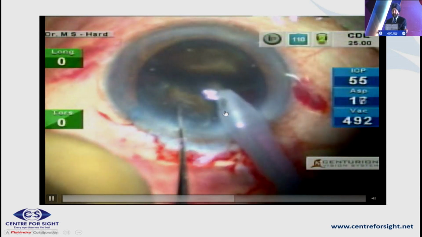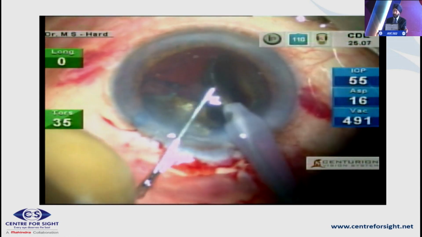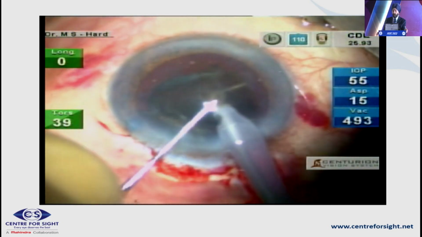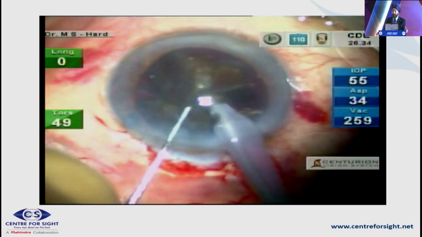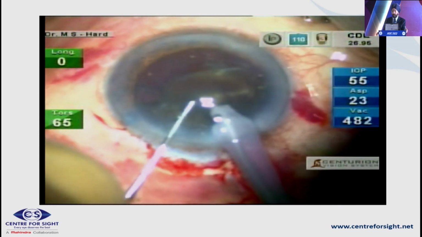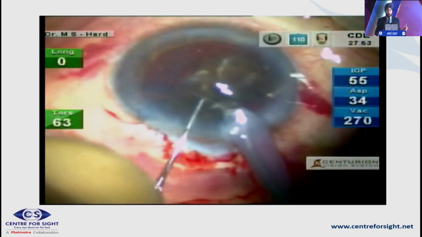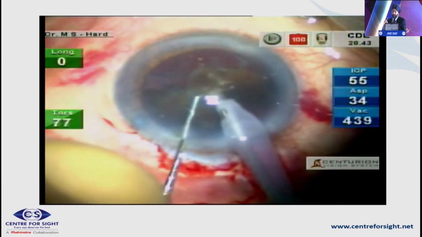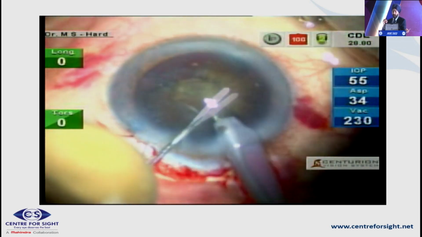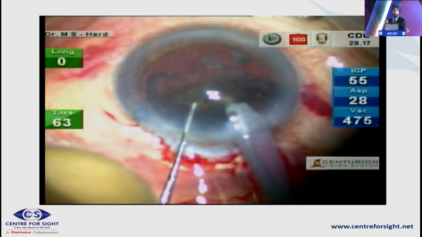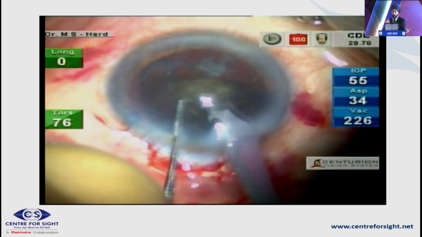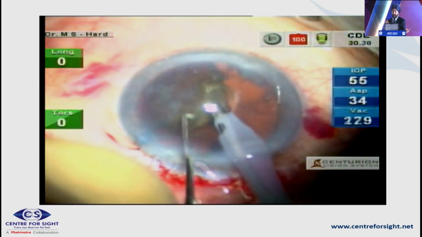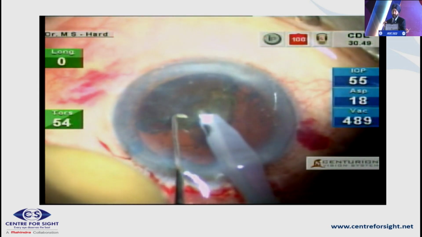Look at the color of the nucleus. You can see it's a dark brown-black cataract. And again, you can use the chopper to hold it and feed the nucleus into the probe. Now, mind you, you can see the vacuum going up to 500. This is a 19 gauge needle. I normally don't use thinner needles because they tend to get clogged with the nuclear material. And you can see the rock stability even at such high aspiration and such high vacuum.